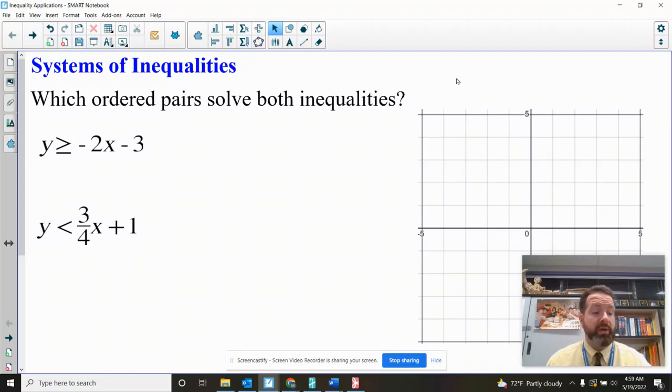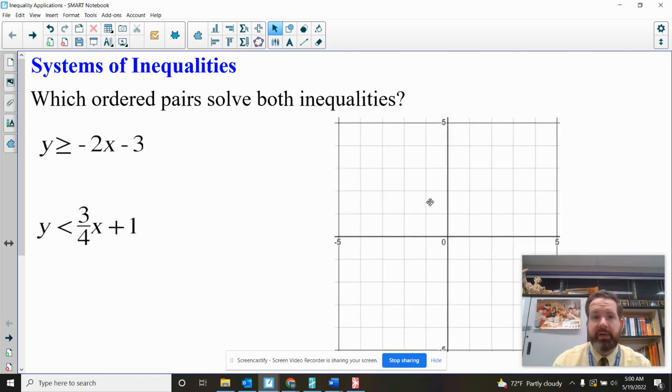We looked earlier at systems of equations, and we graphed two lines and looked for where they crossed. You can actually do something very similar with inequalities, and we're going to see here now what that looks like. So which ordered pairs solve both inequalities? That's what a system is. It's more than one inequality at a time.